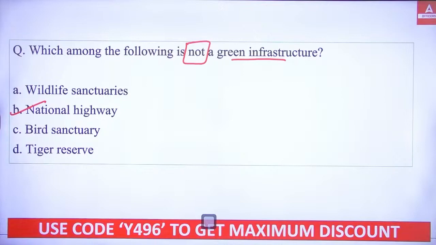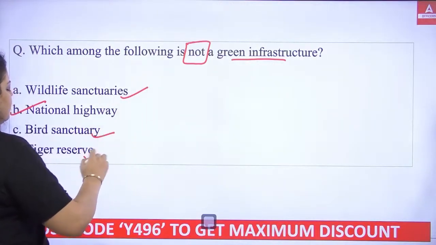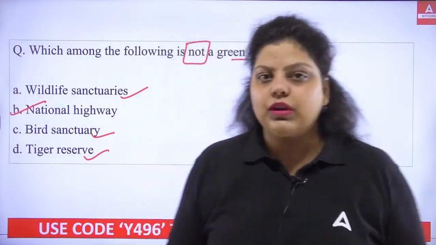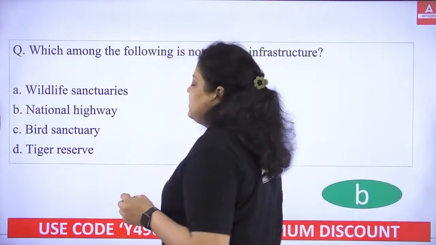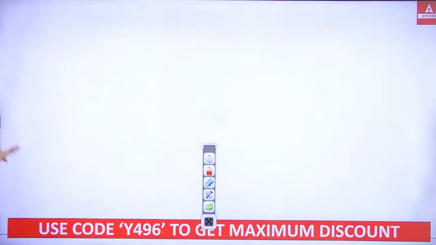National highway is not a green infrastructure, because it is not a type of infrastructure which lets us know the value of the environment. So the right answer will be B. It's not a part of green infrastructure. Wildlife sanctuary, bird sanctuary, tiger reserve, national park, biodiversities, all these are examples of green infrastructure. So the right answer will be B. National highways are a type of hard infrastructure.